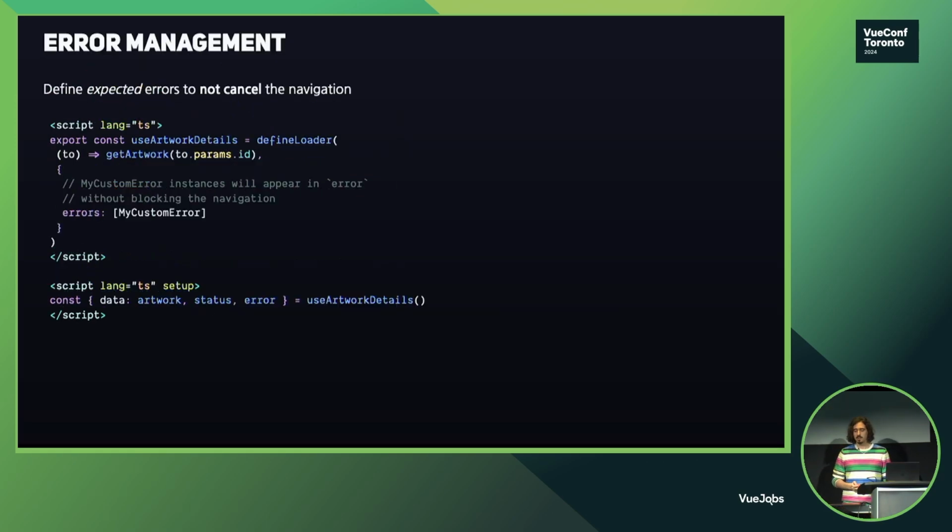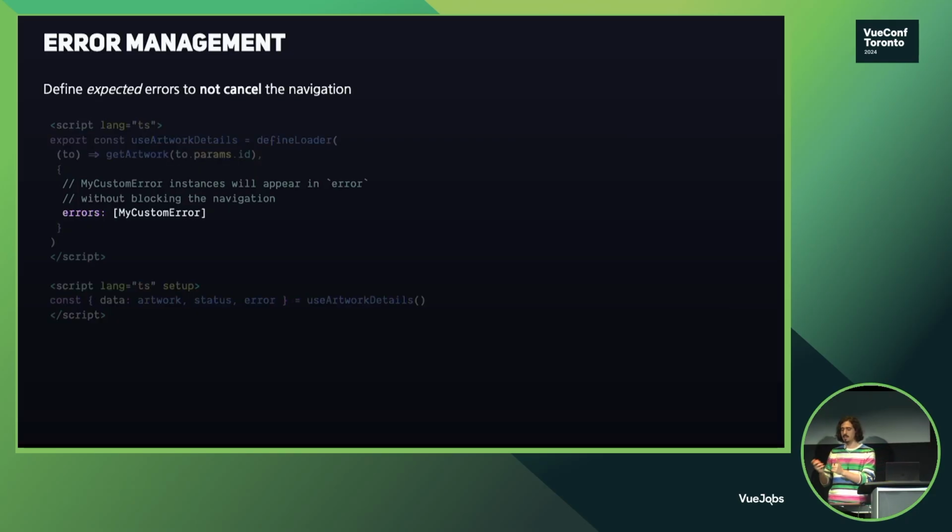For non-lazy loaders, we can actually define the expected errors with an errors property. This allows us to differentiate any error that we inspect, and everything else is like, I don't know what this is, so just let the error boundary handle that. But we can handle that error locally. So we have both the global handling and the local handling for the data fetching. And we have the control over what is local and what is global. And everything else, by the way, appears on router on error. This is just the default behavior for any error thrown on a navigation guard.